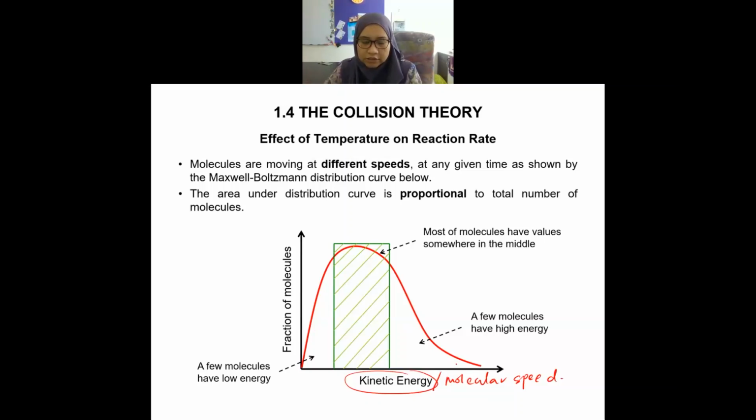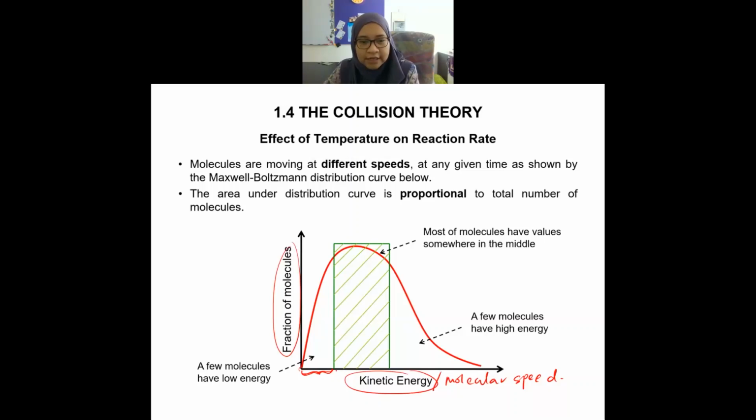Okay, so this is how the curve looks like. It starts here. Remember, the Maxwell-Boltzmann distribution curve is based on the area below the curve, the area under the graph. So the area under the graph represents the number of molecules. As you can see, around this area, before the green, from this one here until here, this is where the kinetic energy is at the lowest.